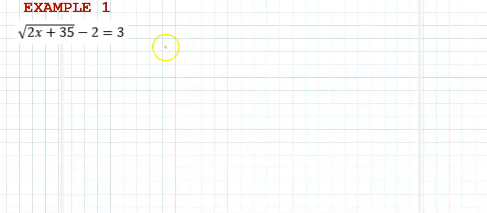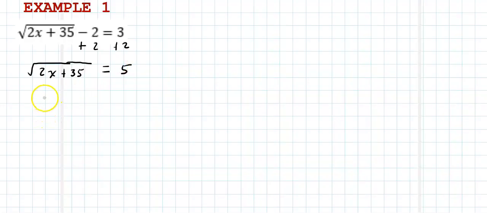The first example, we have the square root of 2x plus 35 minus 2 equals 3. The idea is to isolate the square root. So the first step is to add 2 on both sides of the equation. So on the left side, the square root of 2x plus 35 is equal to 3 plus 2, that is 5.